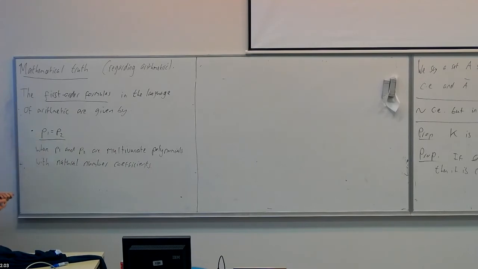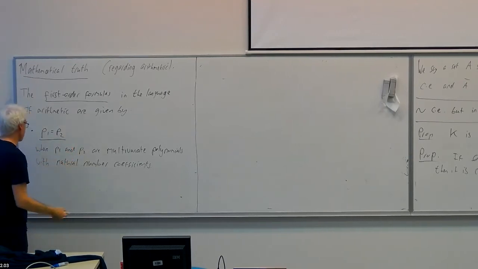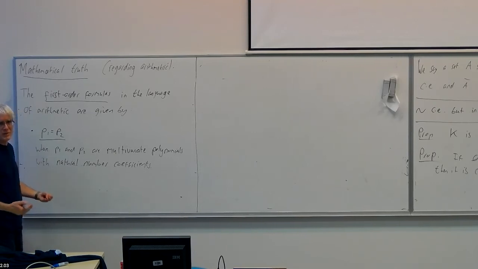Now, first order formulas state properties. So this states the property this polynomial equals this polynomial. That property will sometimes be true, sometimes false. You know, that's the nature of properties. They're sometimes true, sometimes false. But once you've got properties, you can combine them using the logical connectives, such as negation, conjunction, disjunction, implication, and so on. So we're going to allow ourselves to build formulas using the logical connectives.